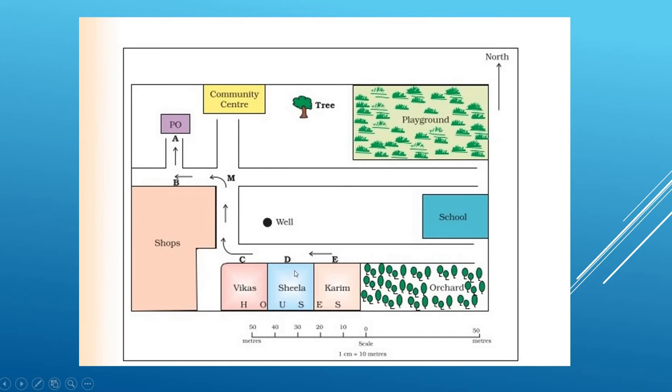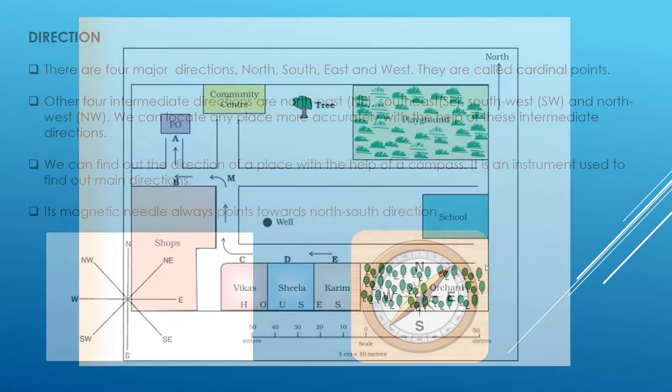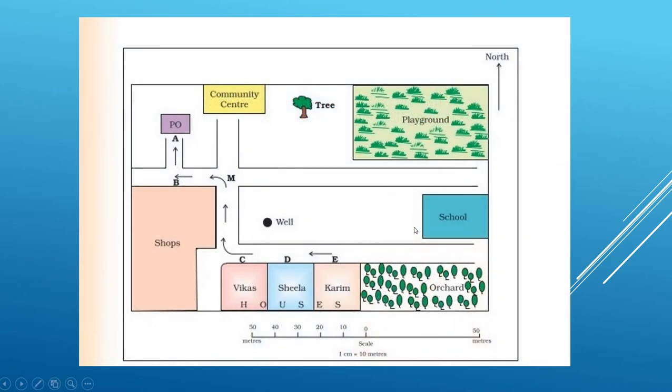One more question is there, the direction of school from shops. Shops are here, school is here, school is in the east of shops, okay. You can see from here, east direction, this is the east direction, okay. And when it will be asked the direction of shops from the school, so shops are here, so shops will be in the west. Similarly, if it is asked the direction of Vikas's house from community center, so Vikas's house is in the south of community center, but community center is in the north of Vikas's house. Do remember this point, okay.